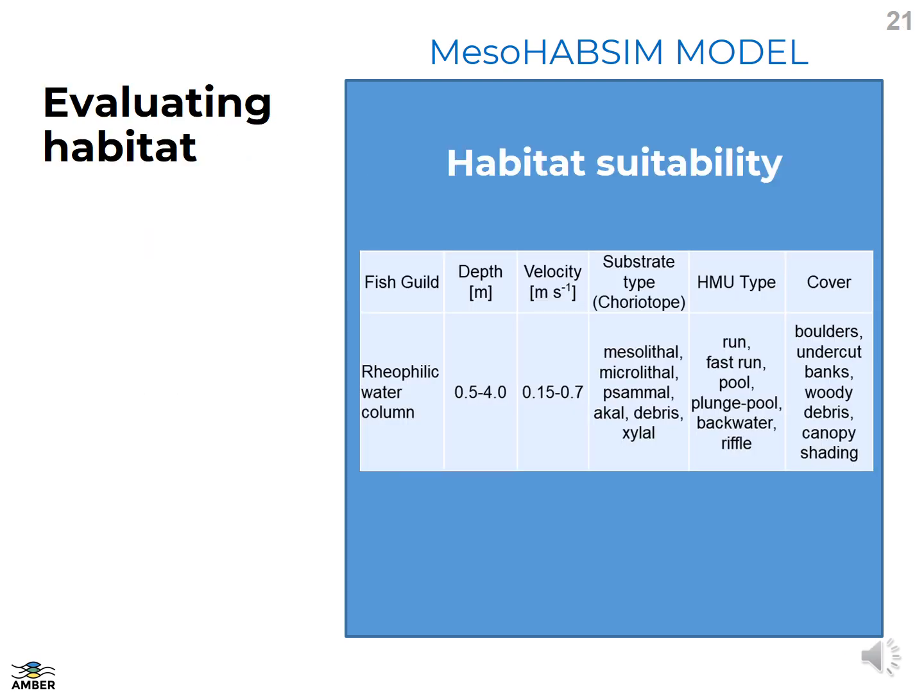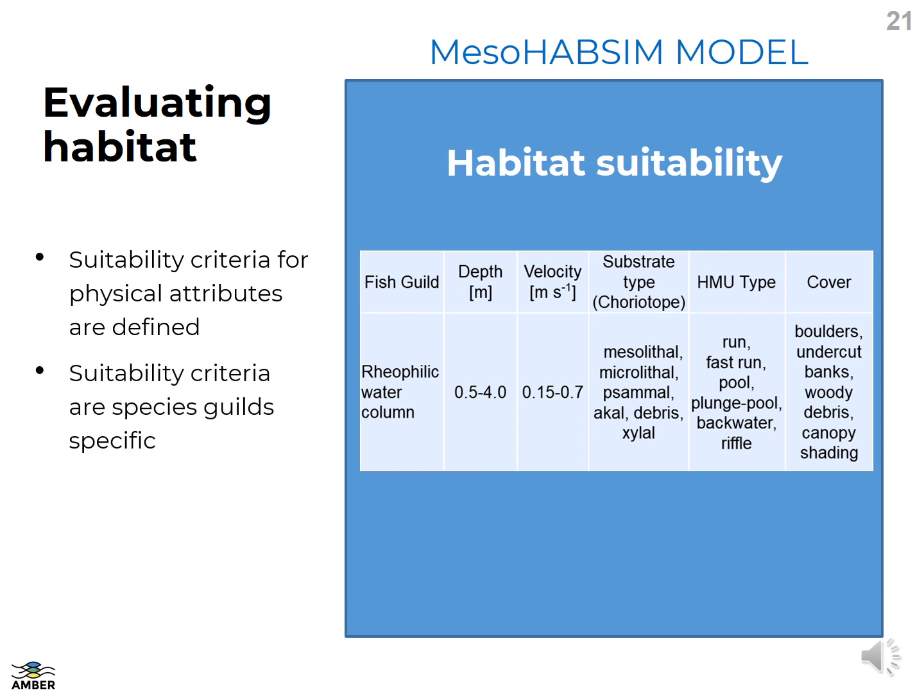Suitability of these habitats is defined with the help of habitat suitability criteria obtained on the basis of literature analysis. These criteria define the ranges of depth, velocity, substrate, and type of hydromorphologic units and cover, which are necessary in order to expect occurrence of a specific fish guild. Suitability criteria are developed for guilds, not for individual species.